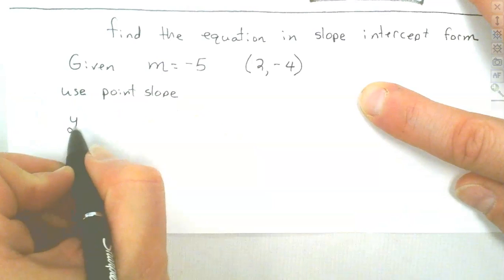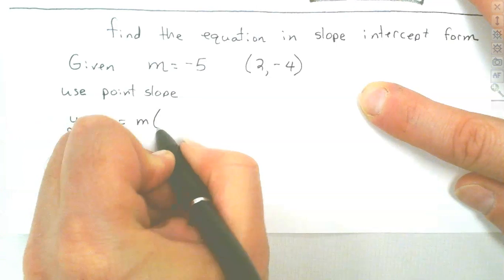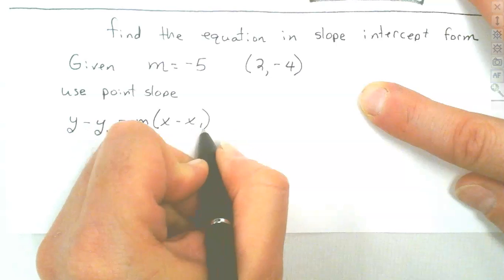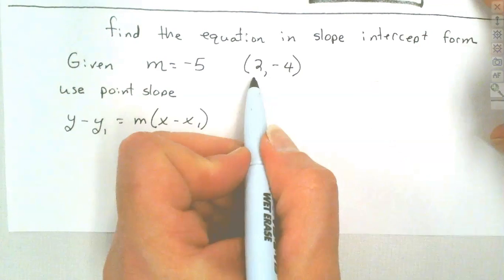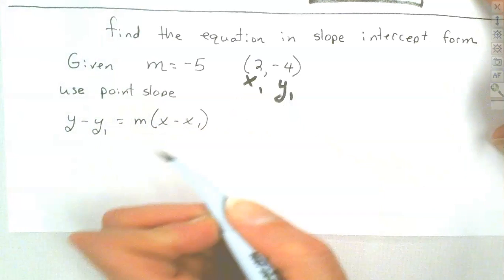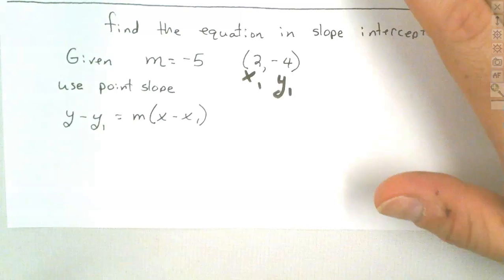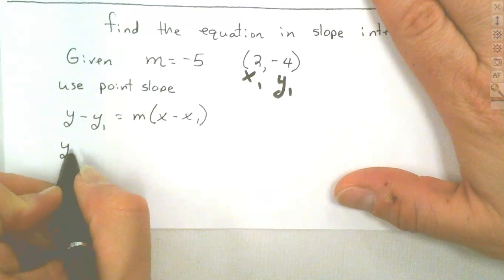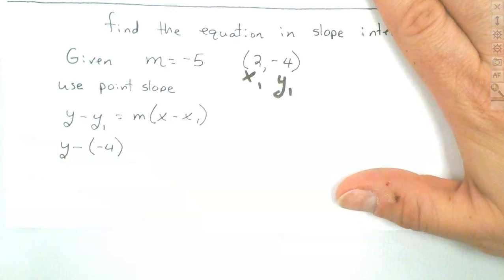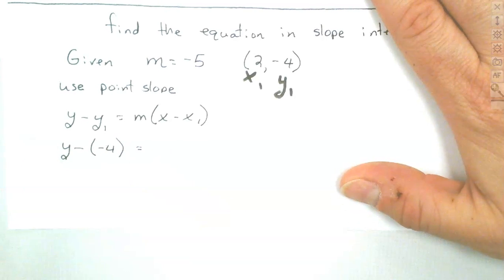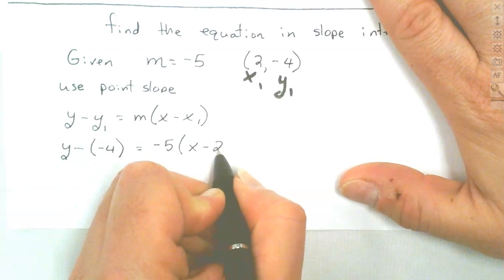And this is y minus y1 equals m times x minus x1. And we label our ordered pair x1 and y1. Simply plug our values in. So that's y minus, and watch for double negatives, -4 equals -5 times x minus 2.